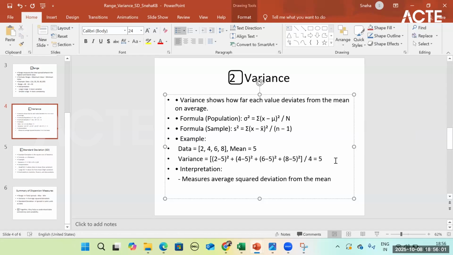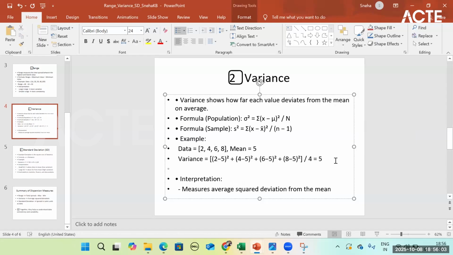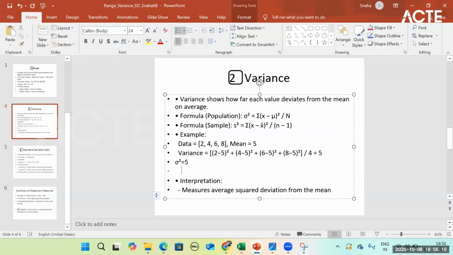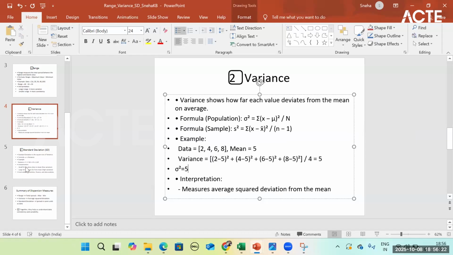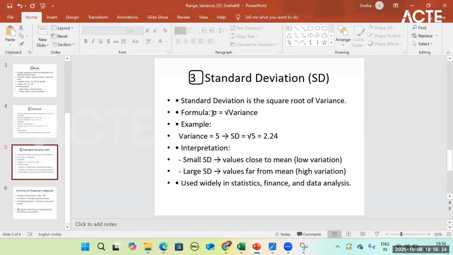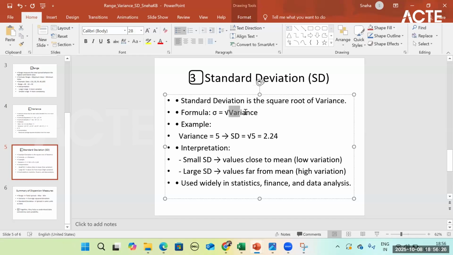Variance is represented as sigma squared. I don't have the symbol over here, but variance is represented as sigma squared. Then, to understand more about the data, standard deviation is taken. Sigma is written as the square root of variance. The square root of 5 is 2.24.